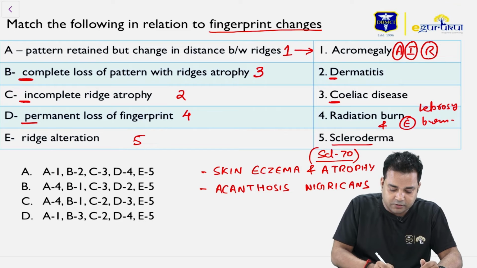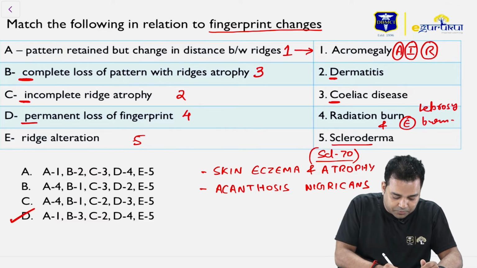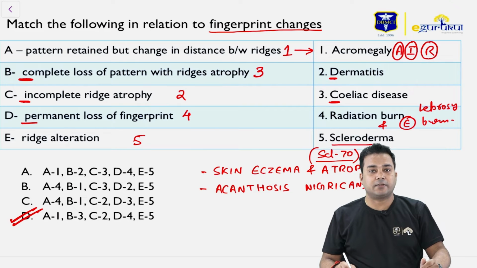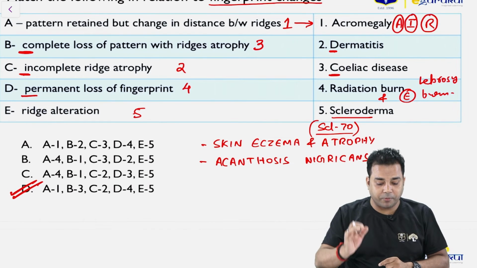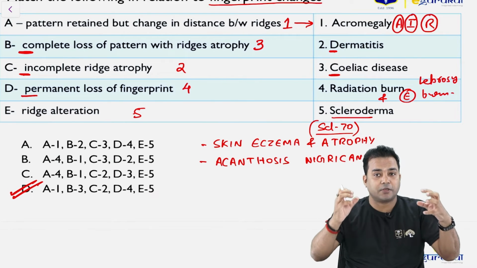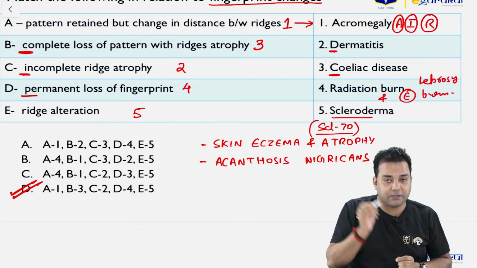So the correct sequence is 1, 3, 2, 4, 5. 1, 3, 2, 4, 5 goes with option D. D is the correct answer. This is how INI-CET exam questions are prepared. You have to select the correct option and then you have to mark it among A, B, C, D.